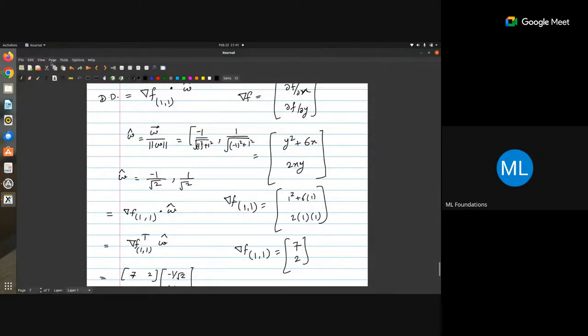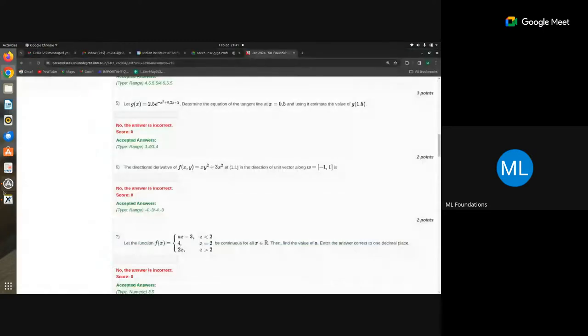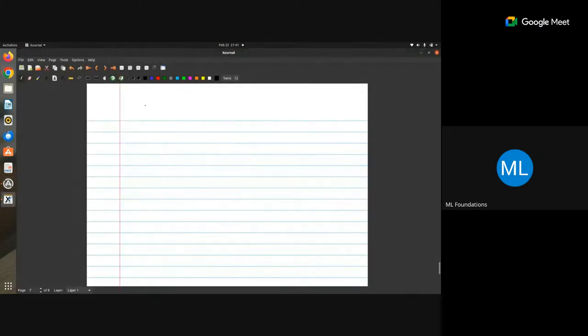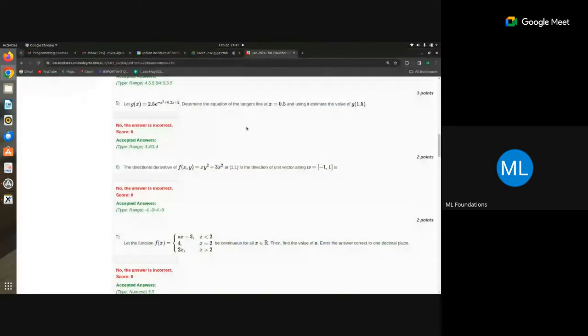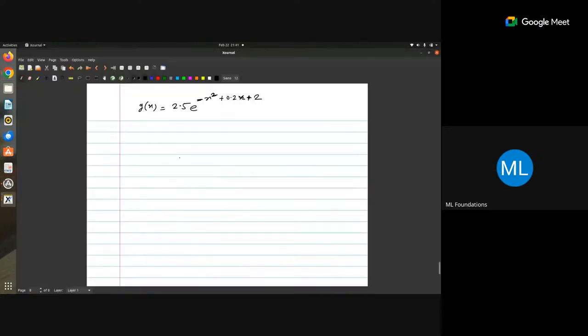So how to find it? g of x is 2.5 e to the power minus x square, plus 0.2x plus 2. This is the function given to me. I need to find the equation of the tangent line. Use the linear approximation. Because I need to find this at x equals 0.5, x star here is 0.5.